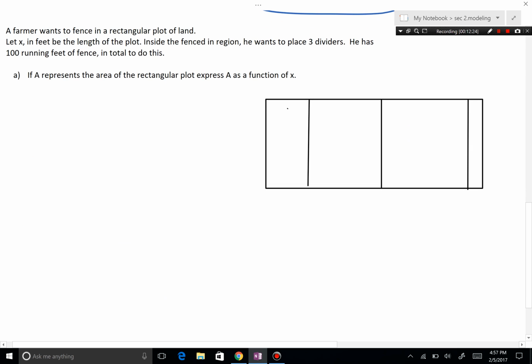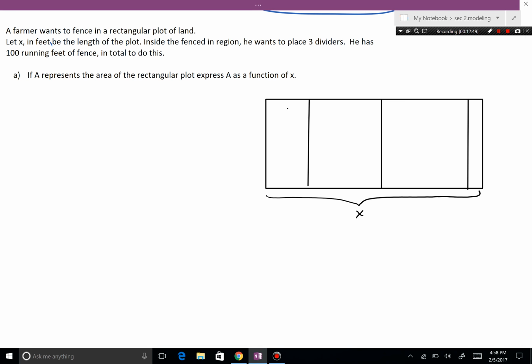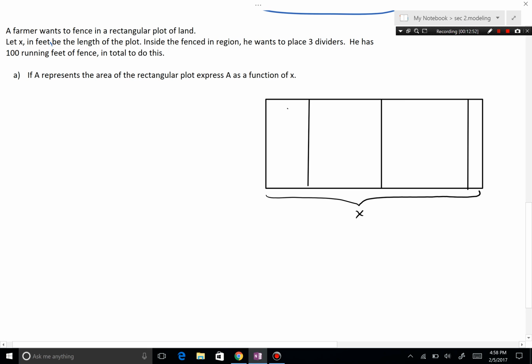Okay, here we go. A farmer wants to fence in a rectangular plot of land. Here's my rectangular plot of land that I've posted here as of earlier. Let x, in feet, be the length of the plot of land. So I'm going to call this thing x. Inside the fenced region, which is all of these little spots, he wants to place 3 dividers, which is what I placed in the middle. And I placed them here randomly, but obviously they could be somewhere else, right?